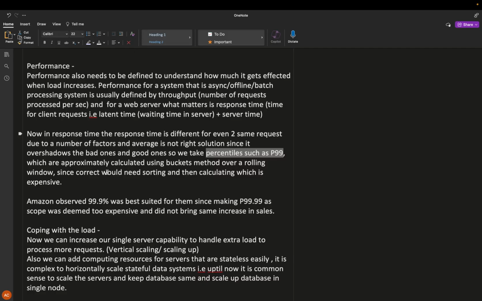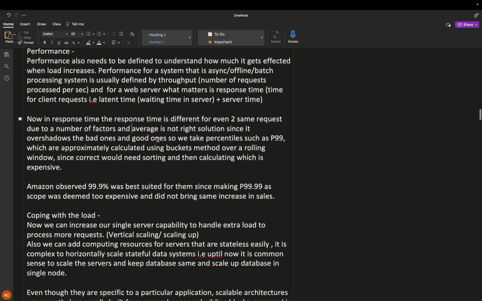Say I was making 100 requests, and 99 of them completed in 5 seconds, but one request was an outlier and took 8 seconds. My P99 would be 5 seconds, because it is just one request that did not complete in that time. So we define it by that. And average is not a good way to define response time.